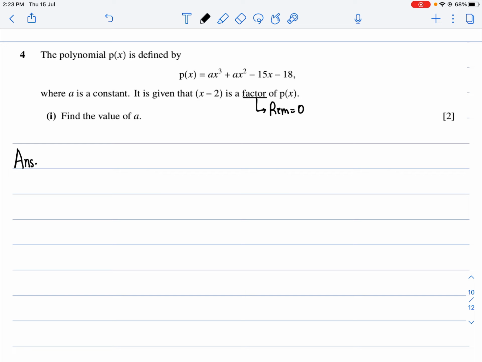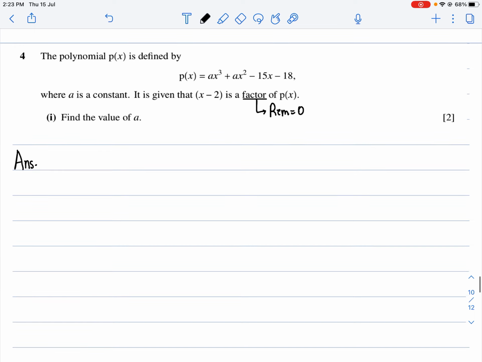In the first part, we need to find the value of a. So this is basically the remainder theorem. The first step is we take x minus 2 and equate it to 0, as we need to find the value of x. So I get my x as 2. Now take the value of x as 2 and substitute it in this equation. So write a into 2 cube plus a into 2 square minus 15 into 2 minus 18. And because the value of x is 2, I know, because it's a factor, the remainder is 0.